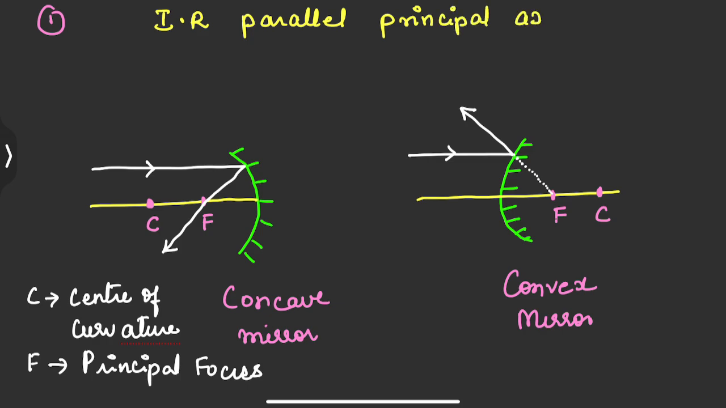Principal axis. So you can see here the reflected ray will be passing through what? It will be passing through F. F is called as principal focus. So this is called as the first standard incident ray. Is that clear? So now we will go for the second one.